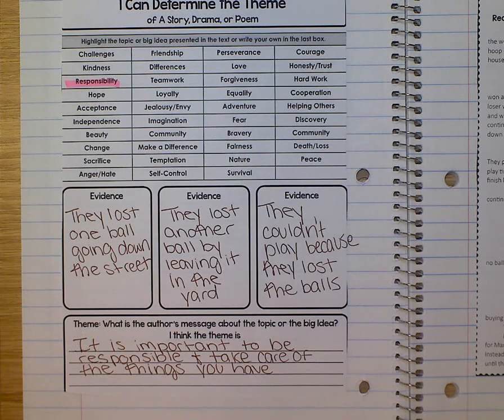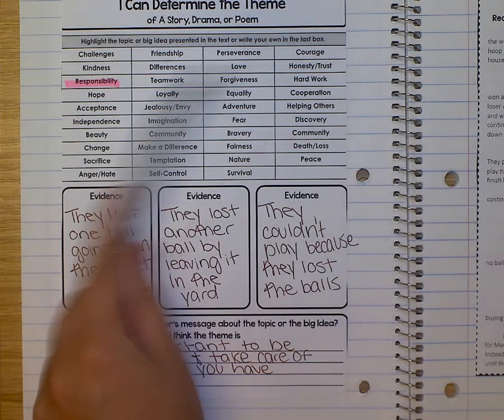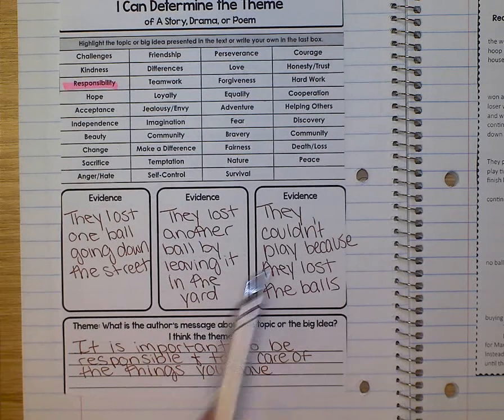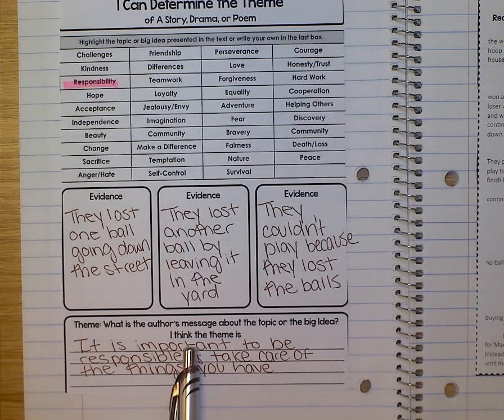So again, when we're trying to find the theme, we want to think about the overall big theme, the big idea that they're wanting you to know. And then we can use evidence to come up with a more in-depth message that could apply to everyone. So this message of it being important to be responsible and take care of the things you have, not only does that apply to Max and Kai, that applies to everyone. That's what the theme is about.